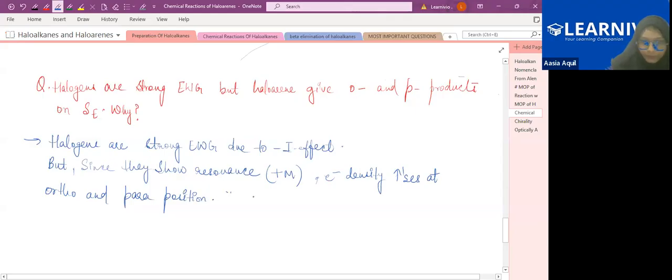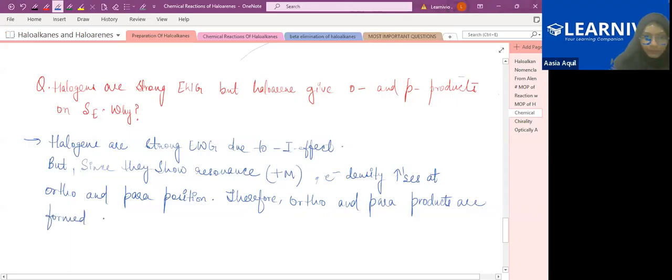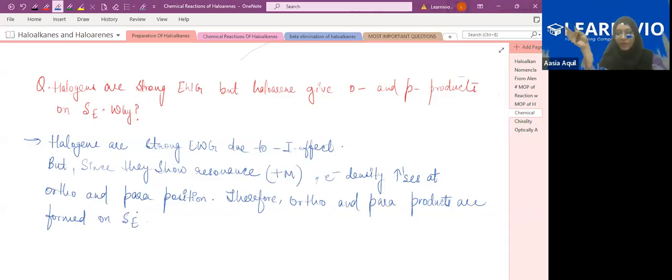Therefore, ortho and para products are formed on electrophilic substitution. When you do the electrophilic substitution, you will get the ortho and para product. Why? Due to the plus M effect.